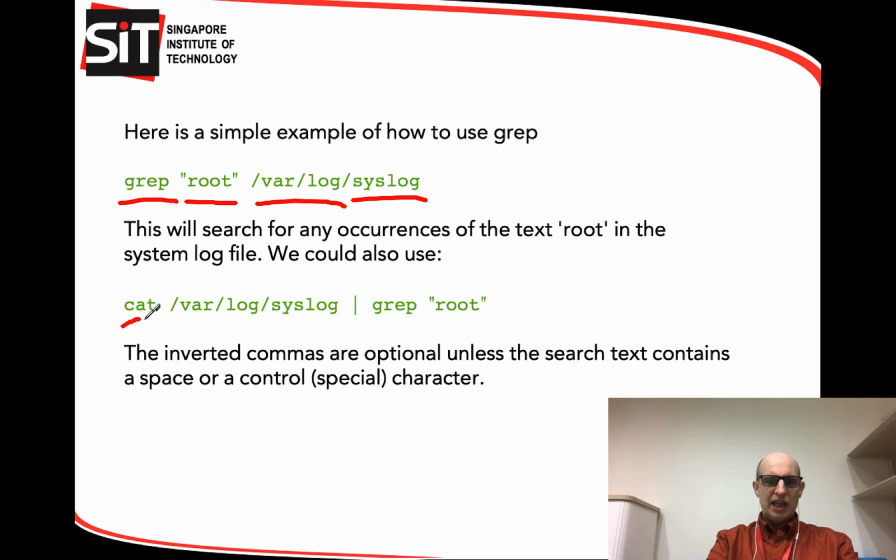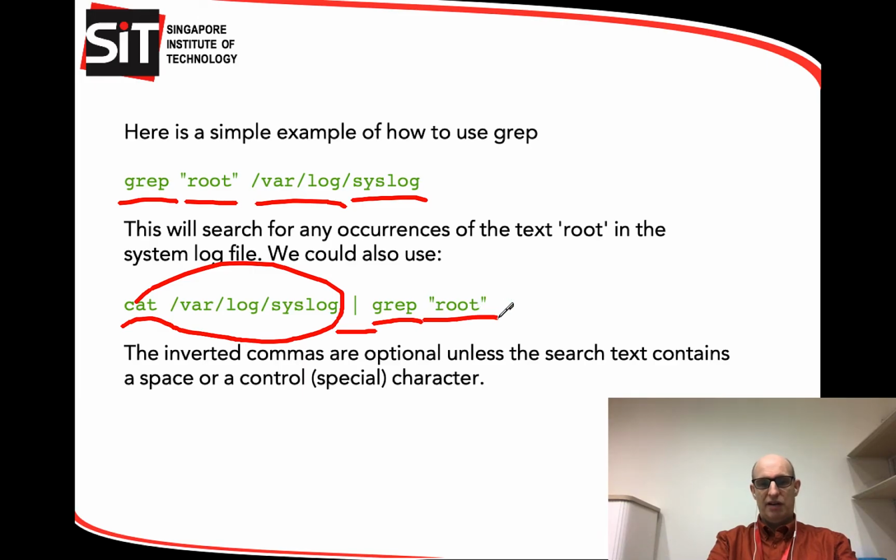We already know that the cat command can print the contents of a file to the screen. So what this cat command does is it prints the contents of /var/log/syslog to the screen, and we already saw the pipe character, so instead of sending it to the screen, we can pipe it into the grep program, and we can tell grep to search for the word root in the stuff that's being piped in. And this does exactly the same thing as the previous command. It's just illustrating what you learned previously with the pipe character.